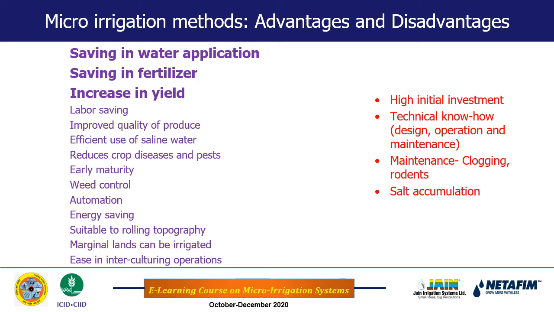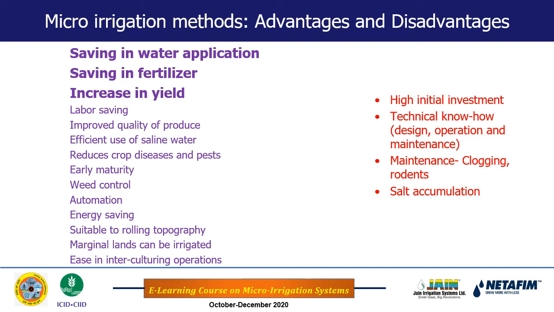In case of drip irrigation method as well, both the methods operate under pressure. So if the topography is rolling, and if the land is not, say for example, properly shaped, and if we design the system properly, then this method is suitable for rolling topography as well.